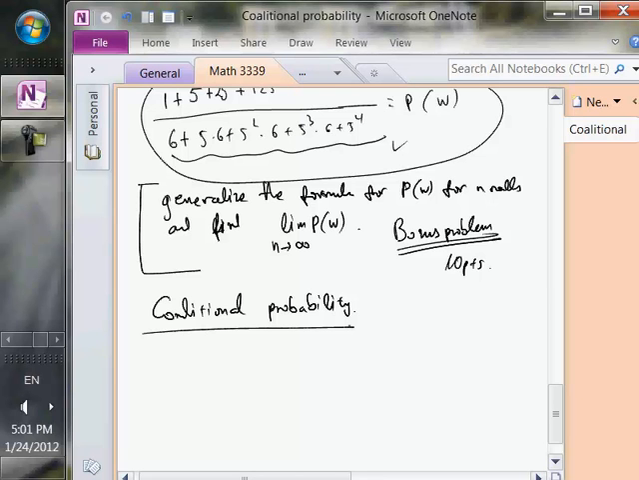How many of you have done probability theory before? Or finite math? No.